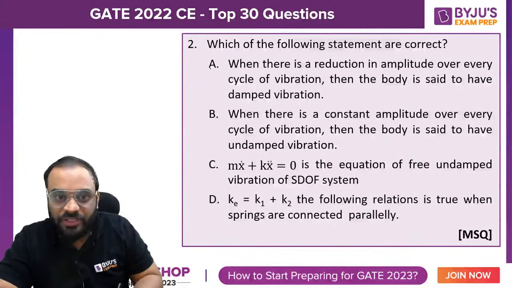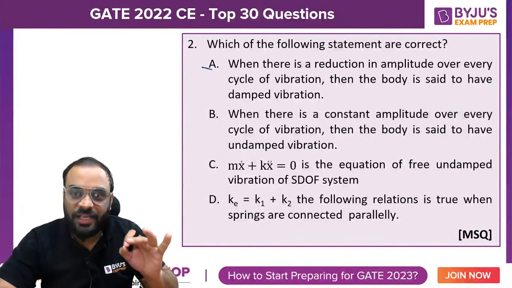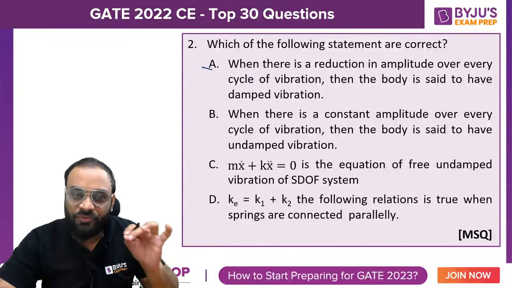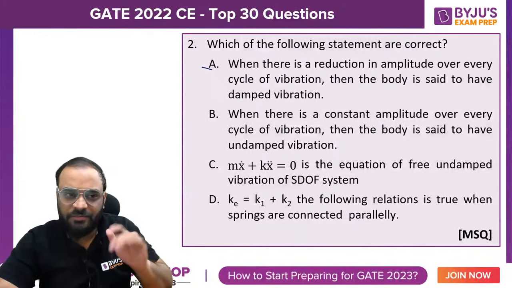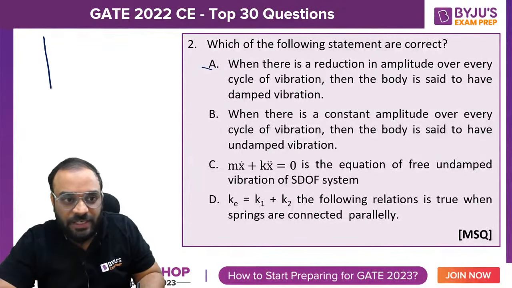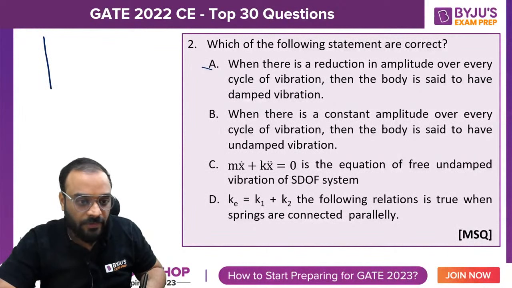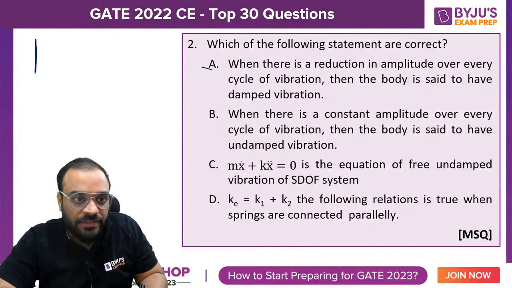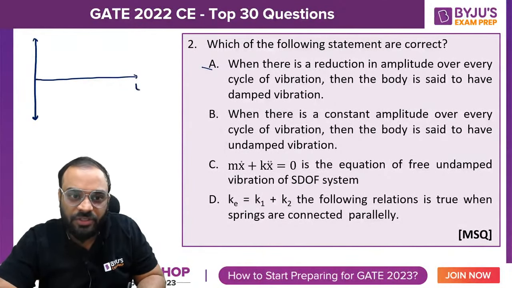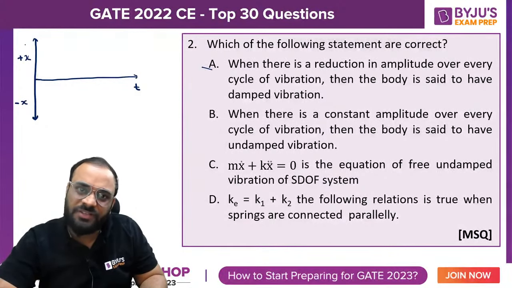So the first option: when there is a reduction in the amplitude over every cycle of vibration, then the body is said to have damped vibration. What it means, let me show you one graph so that you can understand. This is basically our displacement on the y coordinate, and on the x coordinate we have a time duration, correct? So this is plus x and this one is minus x, which you can consider positive displacement and negative displacement, and this particular position is the mean position.